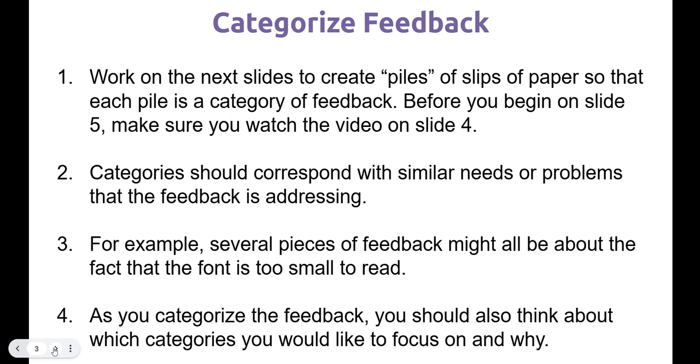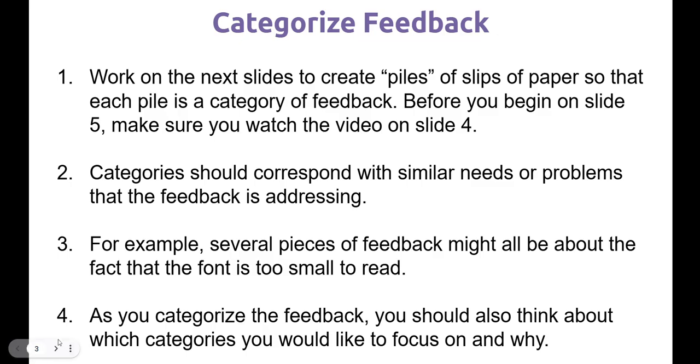So on the next slide, there'll be a video that shows you how to do what's on slide 5. And what you're going to do is create piles of slips of paper. Each of those digital slips of paper are a specific type of feedback that somebody gave to the Text Your Grandkids app. And you're going to put those in piles based on their similar feedback, right? So for example, maybe there's a bunch of pieces of feedback about font. So you would drag them over top of each other, and those are all about font, right? And you'll keep working through.